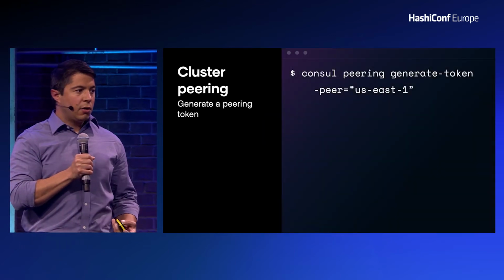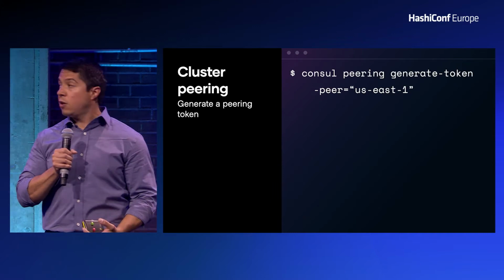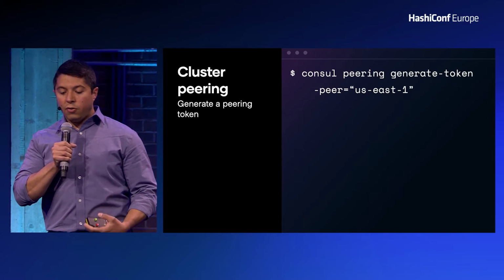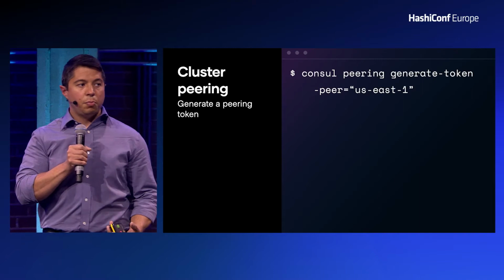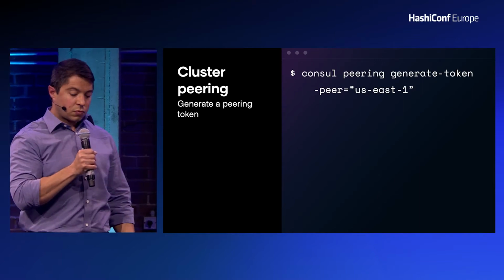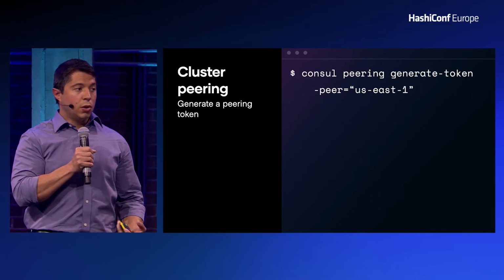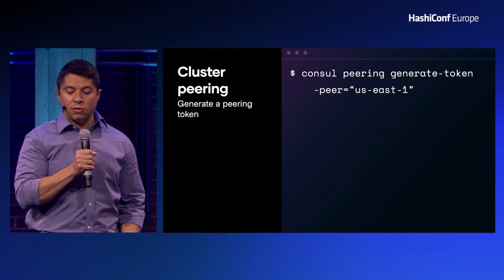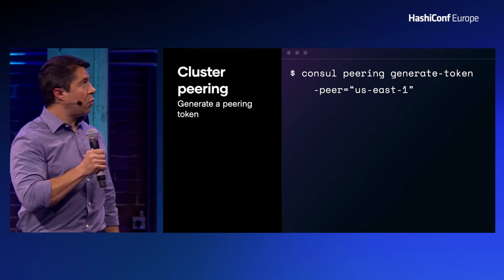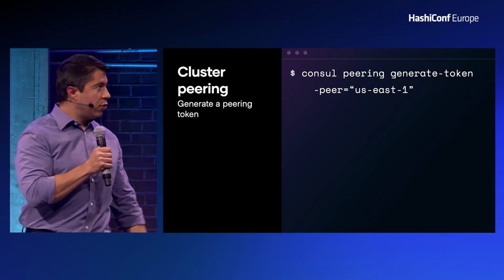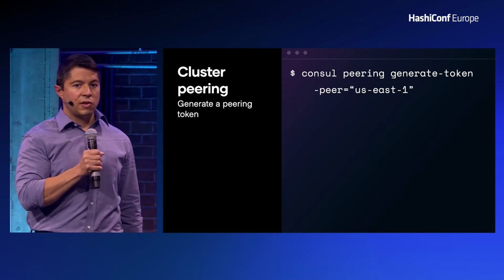So when setting up peering, the first thing you need to do is generate a peering token on the accepting cluster by using the consul peering generate-token command. You can assign a local name for the peering connection that identifies the peer we're going to be communicating with. In this example, we're using the dialing peer's name, which is US East 1.